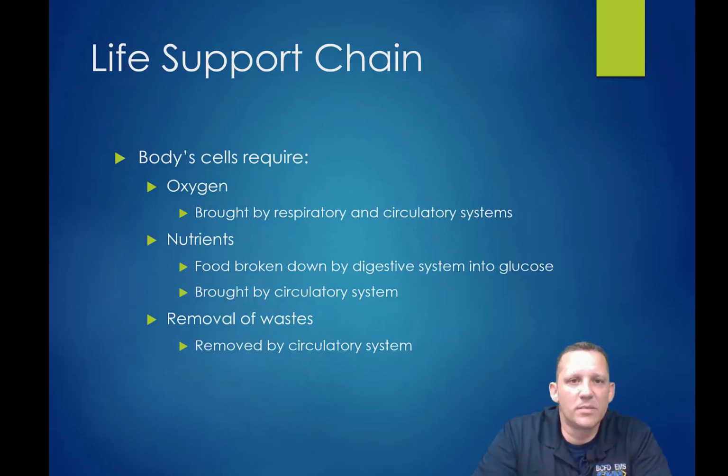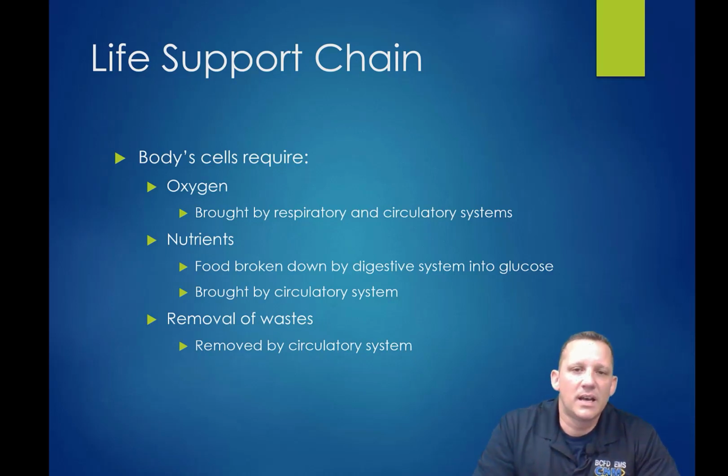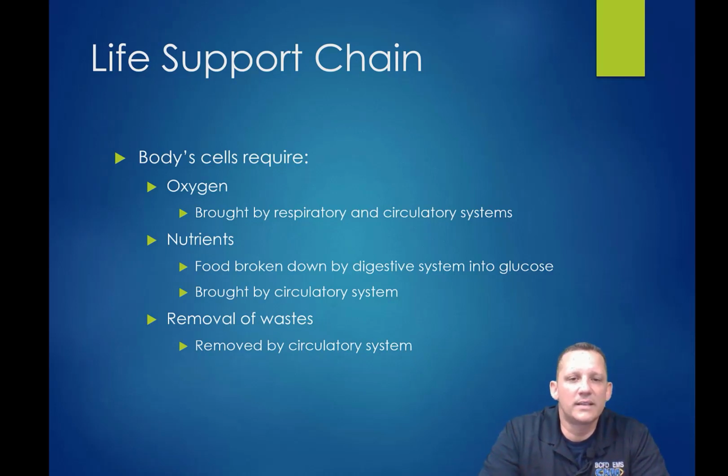The life support chain. So the body's cells require oxygen. This is brought to you by respiratory and circulatory systems, right? And so that's the intake of oxygen, obviously through the pulmonary system and the circulatory system, which is the cardiovascular system, pushing blood out to the cells. Nutrients are brought in through the GI tract into the bloodstream. They're broken down by the digestive system into glucose, fatty acids, and amino acids. And those are now circulated by the circulatory system. And then all of these systems remove waste as well from the circulatory system back into the corresponding areas where we excrete wastes, be that through exhalation, urination, or fecal matter.